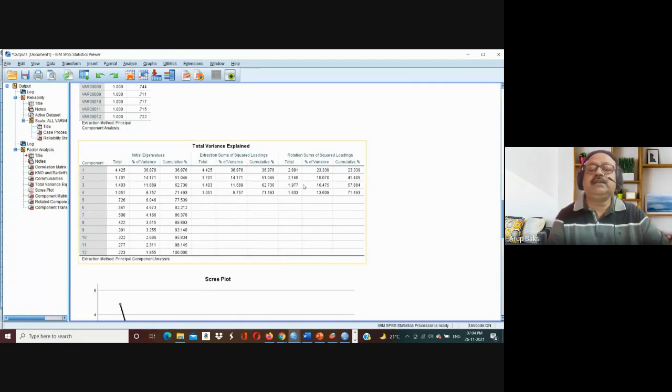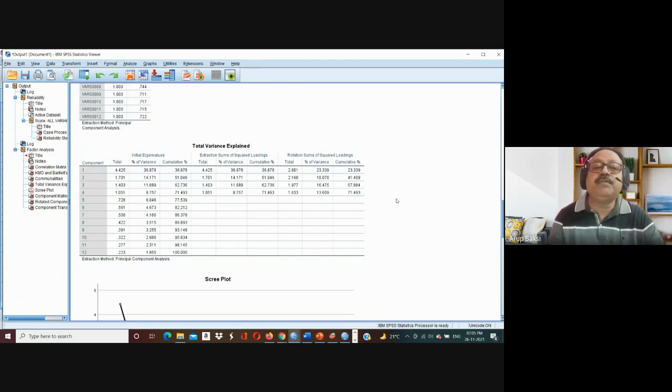In the rotated loading of the variance, 1, 2, 3, and 4, there are 4 factors only, and these 4 factors are explaining 71.493%. This is a cumulative percent of variance being explained by these 4 factors within this entire model. So this is a pretty high percentage of variance being explained, and we consider this model to be accepted as a very robust kind of a model.